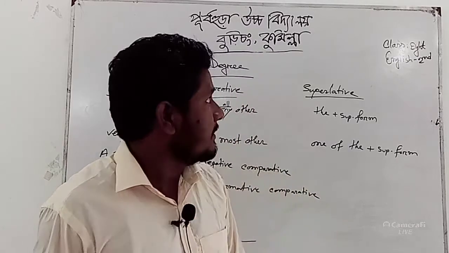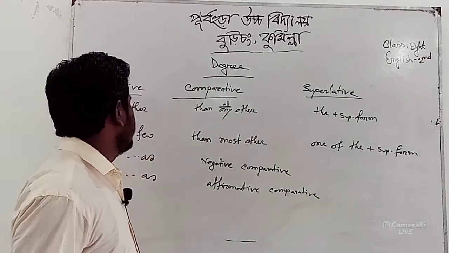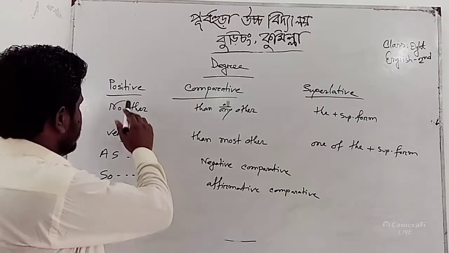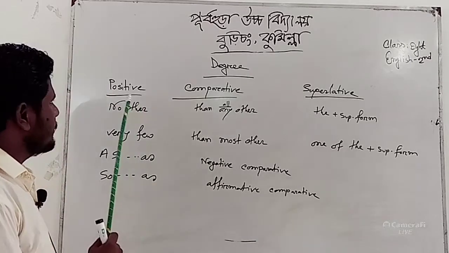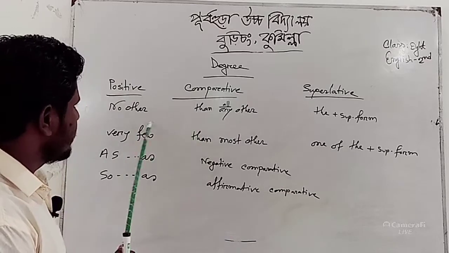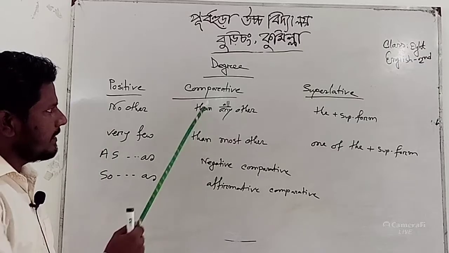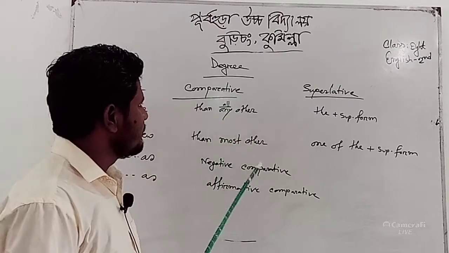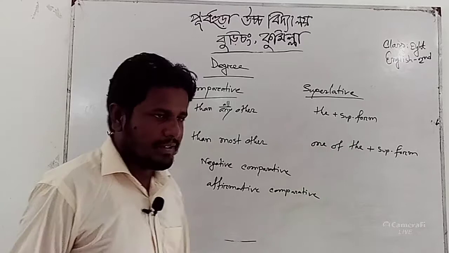Dear students and learners, this is my second class on degree for you. I have written a few techniques and rules for you. Look at the students: positive, comparative and superlative. If you want to change all the degrees from the previous one to the next one, then we need to follow these techniques. Look at the positive degree: I have written "no other", then in comparative degree I have written "then any other" or "then all", and in superlative degree I have written "the" plus the superlative form.